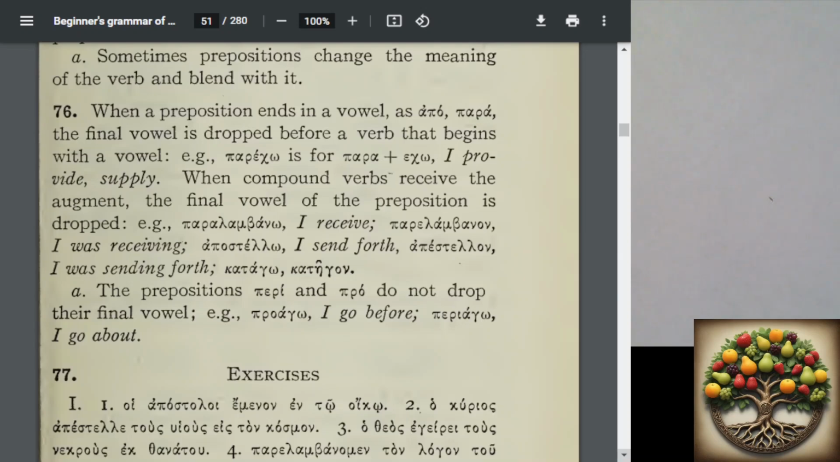One of the examples we have is para lambanan. And you can see how that alpha has just dropped. And then the verb was put into the imperfect, so that epsilon was added. And also the ending, you know that that verb is in the imperfect. And again, some exceptions. In part A, the prepositions peri and pro do not drop the final vowel. There you have it.